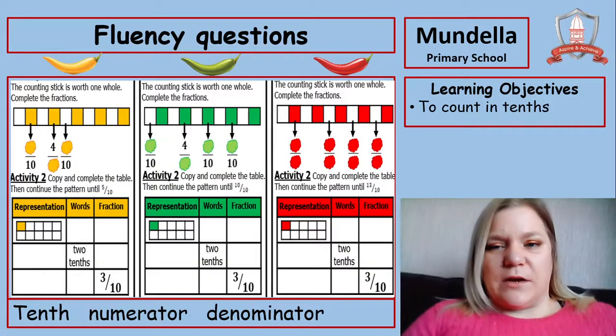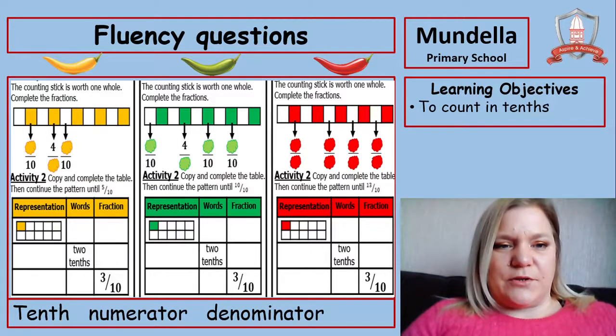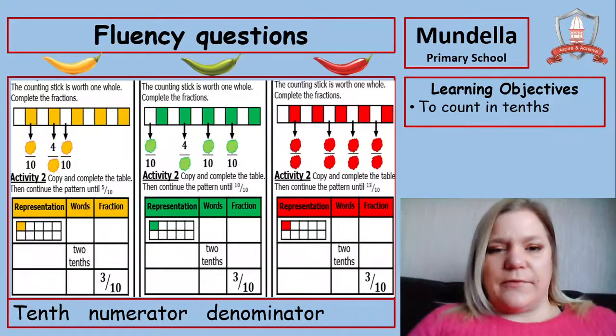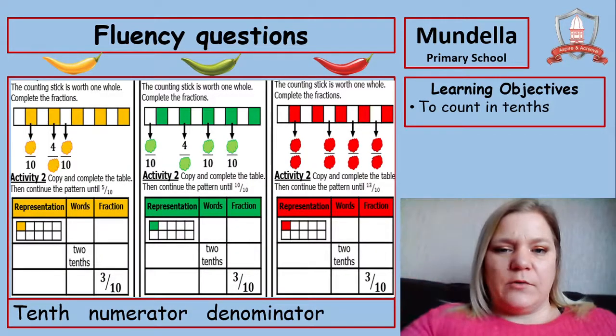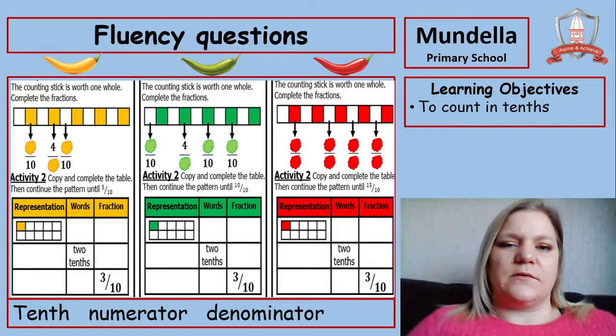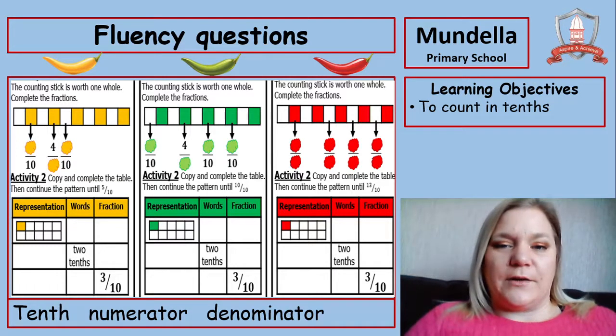So now it's your turn to have a go at some fluency questions. What I would do is I would draw yourself out a counting stick that goes between 0 and 1 and do 10 equally spaced markers along that number line. And when you've done that, work out what the arrows are pointing to.